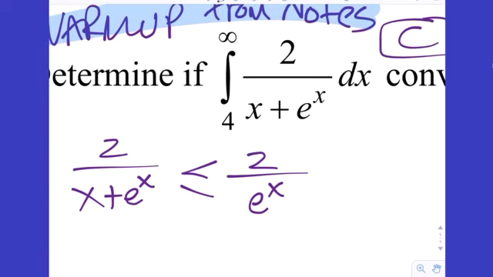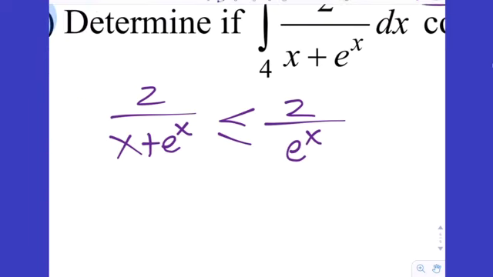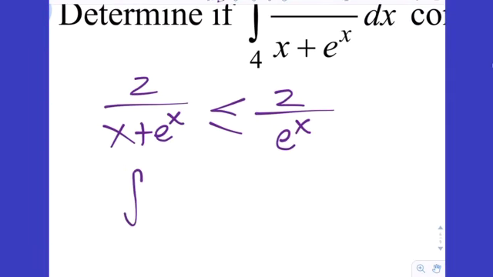So if it's not there, then you're going to typically take something away. All right, so here's the inequality. We now have shown it. So what we really just need to do now is take the integral from 4 to infinity of 2 over e to the x dx, show that it converges, and then use the comparison argument.